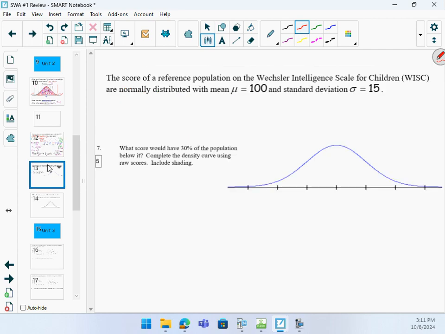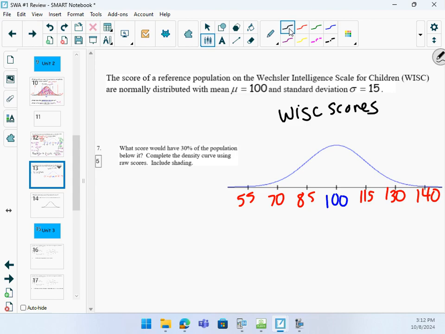Okay, here's another one that I feel is of importance. It is the opposite. It's working its way backwards. So still the same mean, so I'm still going to put that in the middle, 100. Still the same standard deviation. I'm going to throw those on there again, 115, 130, 140, 85, 70, and 55. I'm going to put the title on there, still about WISC scores for all the people that take that. Down here, the question says, what would a score have to be where 30% of the population is below it?